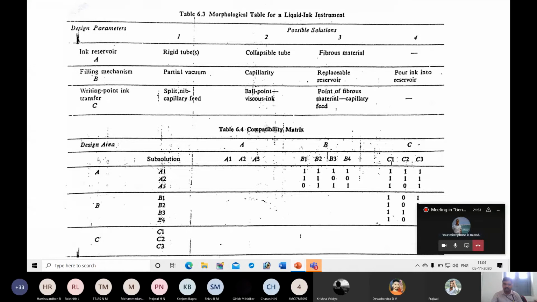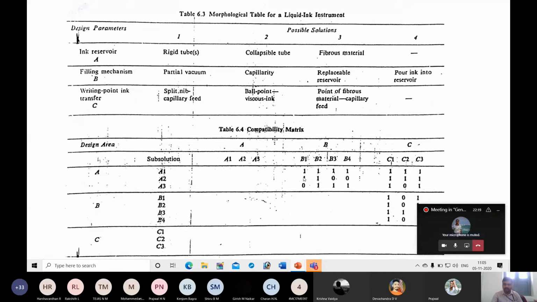Next, consider A2. A2 is collapsible tube. If you choose collapsible tube, then can you go for partial vacuum? Can you go for capillarity? Can you go for replaceable reservoir? Can you go for pour ink into reservoir? That will be represented in this row. So A2 is collapsible tube.